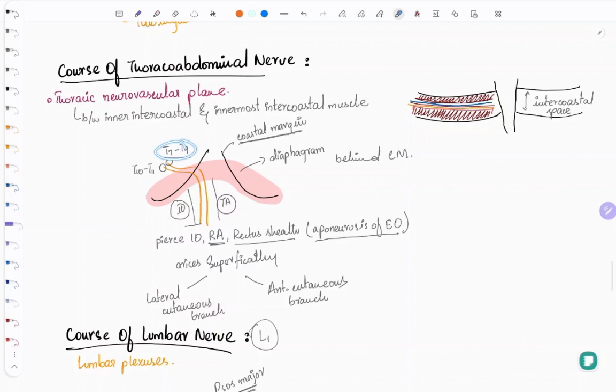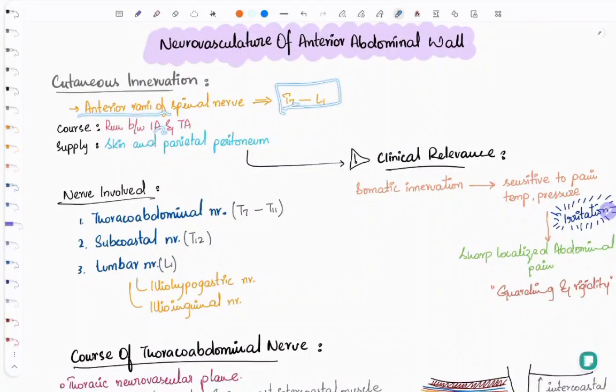Now, looking at the course of the nerves, T7 to T9 pass behind the costal margin and extend between the transversus abdominis and internal oblique, whereas T10 and T11 pass above the costal margin and extend between the internal oblique and transversus abdominis. The L1 nerve runs between the internal oblique and transversus abdominis, supplying skin and parietal peritoneum.